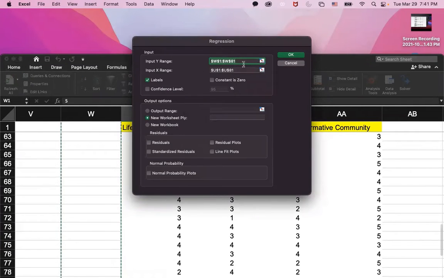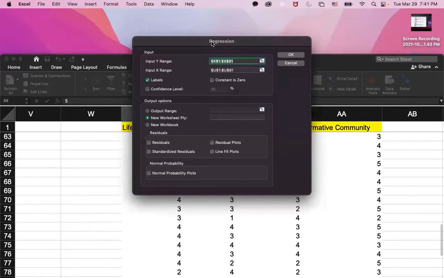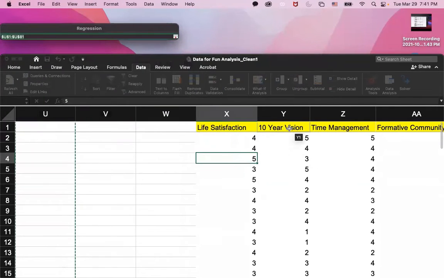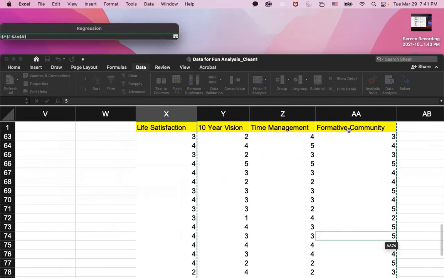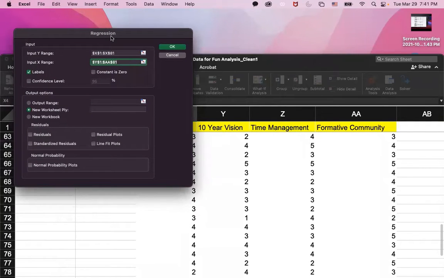Y range, I'm going to make sure that it's X. In my case, it's X, 1 to 81. And input range, now Y1 to AA1. So I'm going to choose this area all together. In my case, Y1 to A81. So three columns together I chose as independent variables, X range, and I'm ready now to run the regression.